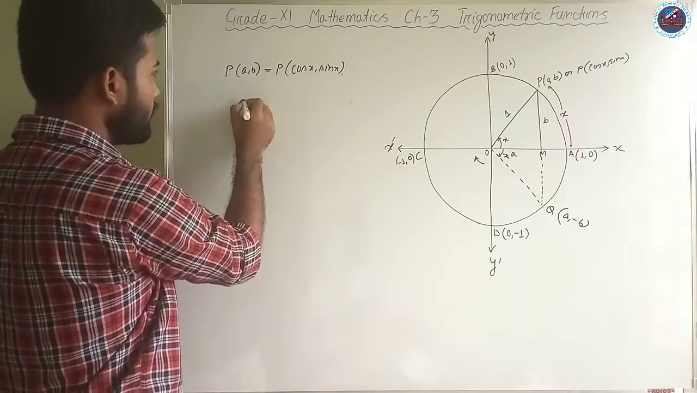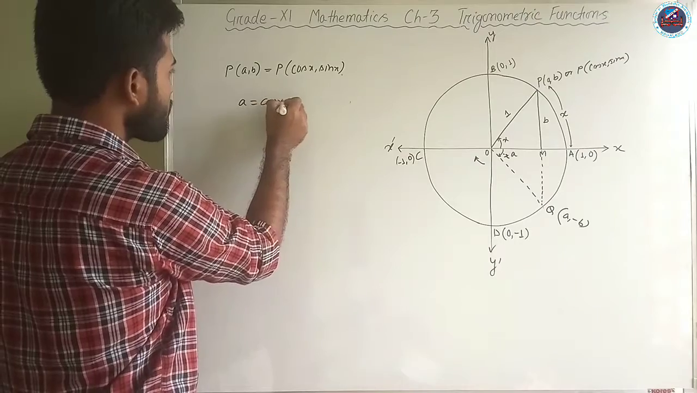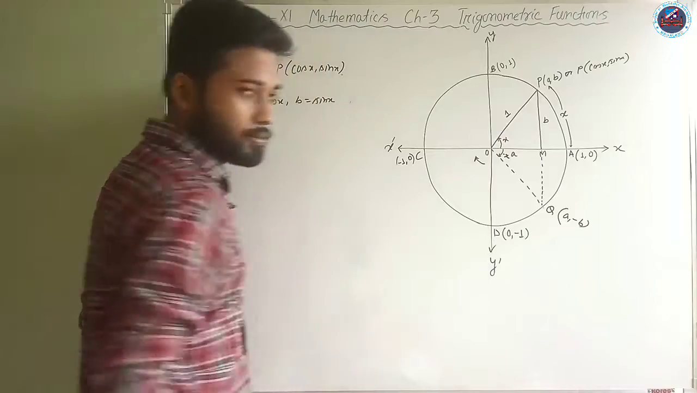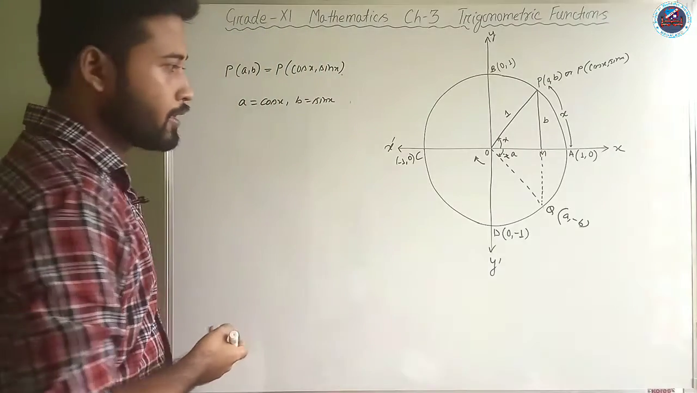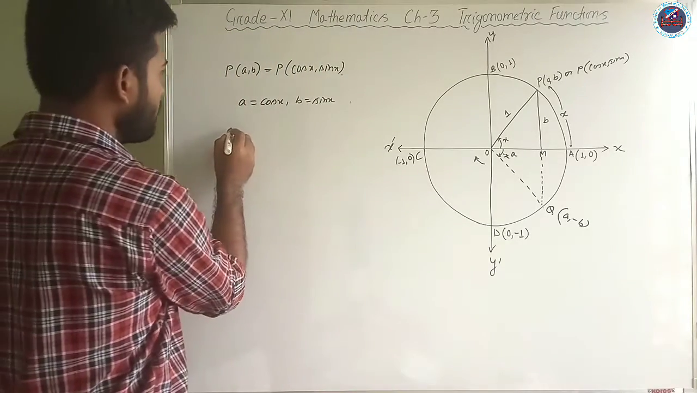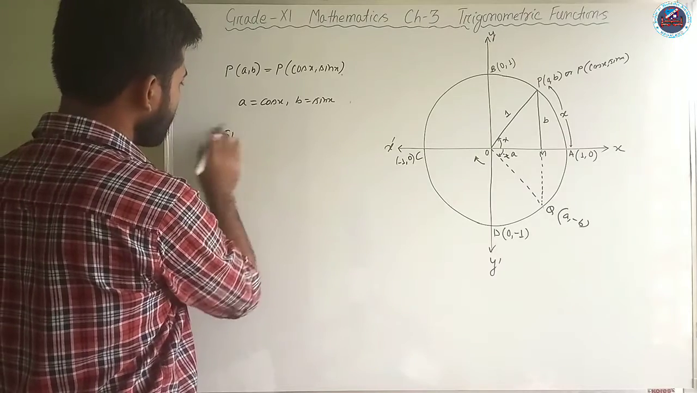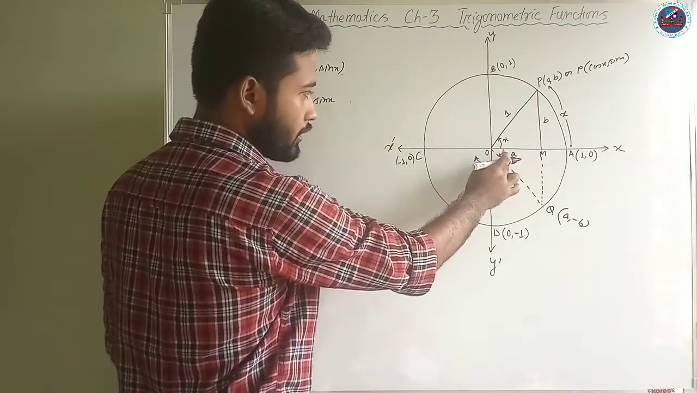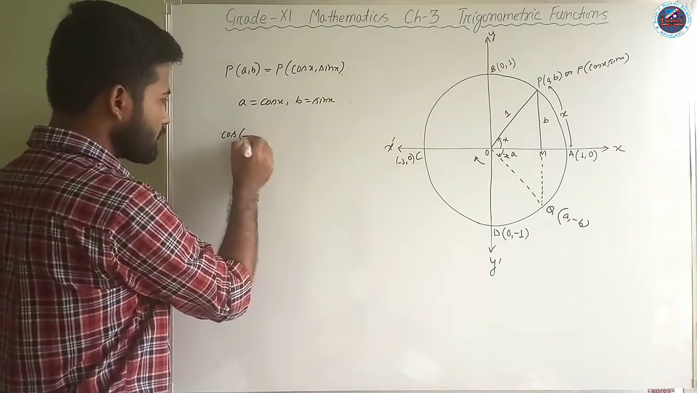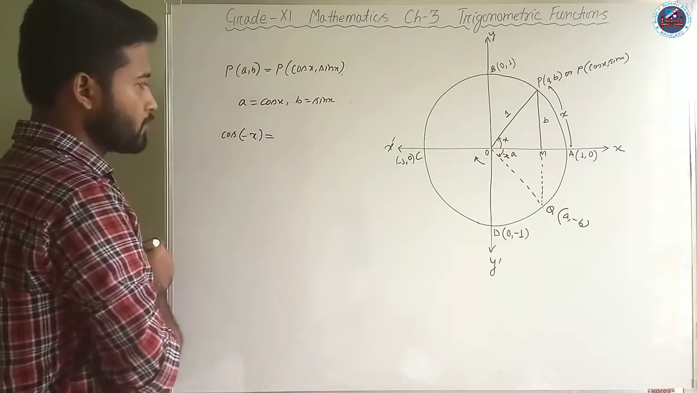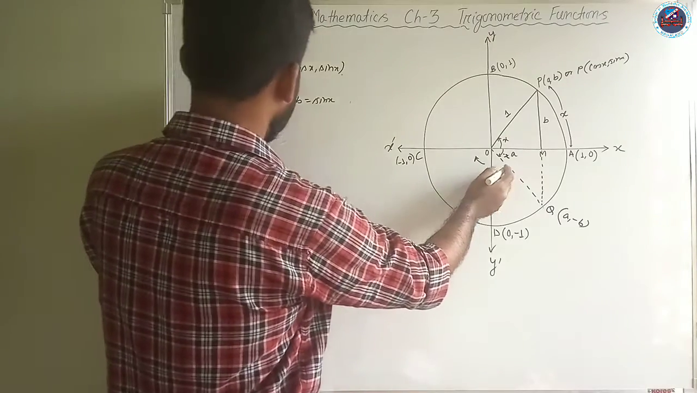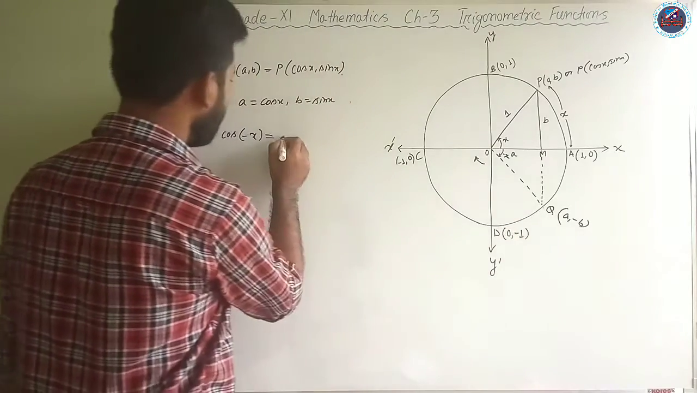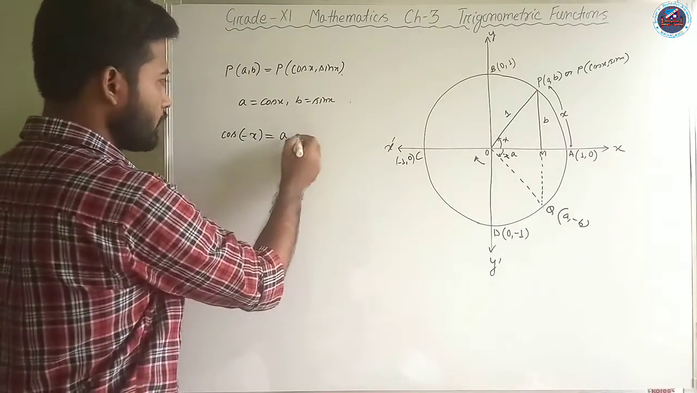That is, we have already deduced that a is equal to cos x and b is equal to sin x. But what about the coordinate of QAB? In the case of QAB, what do we need to take now? The angle is now minus x, isn't it? So cos of minus x will be, in place of cos of minus x, what will be the thing here? It will be a, isn't it? And what is a?